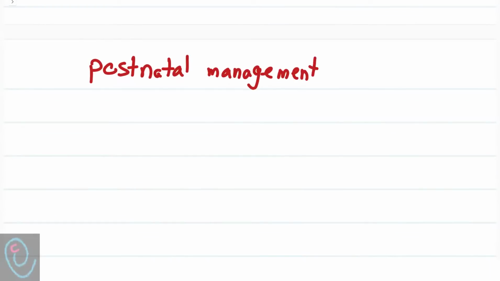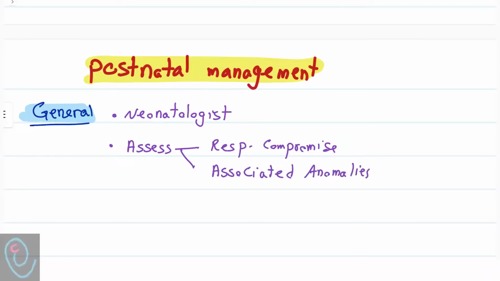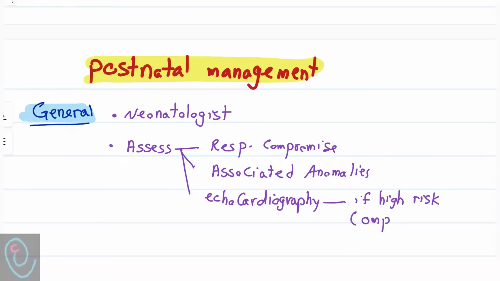During postnatal management, in general, a neonatologist should be present during delivery to assess respiratory compromise, assess for associated anomalies, and request echocardiography if there is a high risk of congenital heart disease, such as with associated omphalocele or duodenal atresia. An orogastric tube should be placed to decompress the stomach in case of anterior abdominal wall defects.